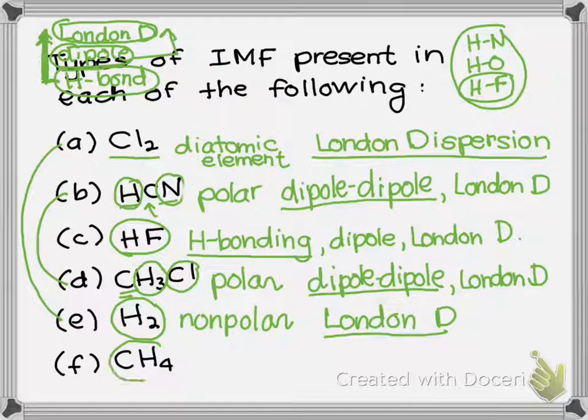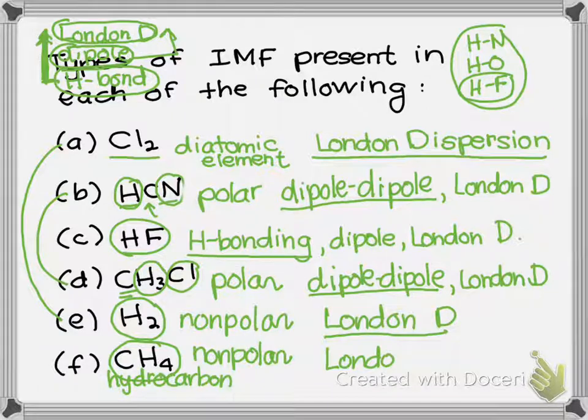And then letter F, this guy is a hydrocarbon. And I have memorized that all hydrocarbons, if they only contain hydrogen and carbon, are nonpolar. So because this is nonpolar, it only has London dispersion. So all nonpolar molecules only have London dispersion.